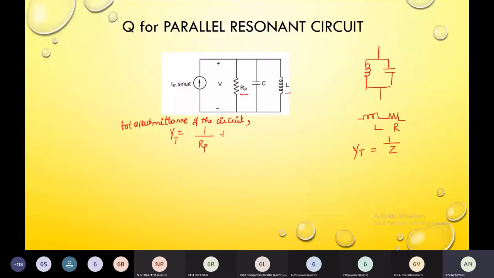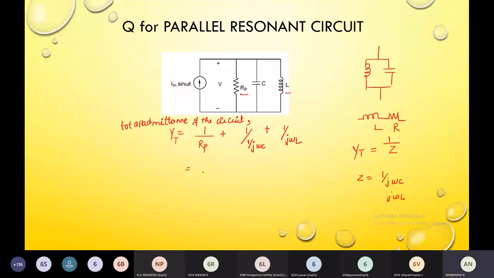And for C, if it is impedance, now how will we write? You have studied this in your second unit also. You will write Z equal to 1 by j omega C for the capacitor, and for the inductor you will write j omega L. So you have to write in reciprocal form for admittance. It is nothing but 1 by j omega C plus 1 by j omega L. Okay. So 1 by Rp.